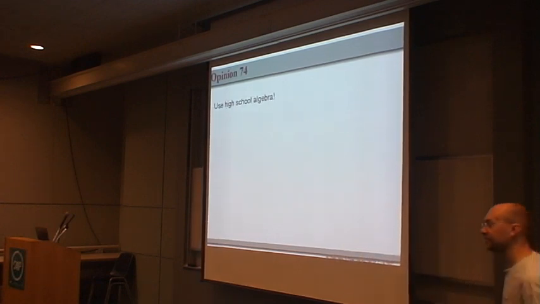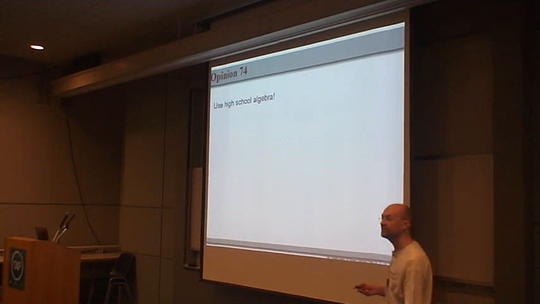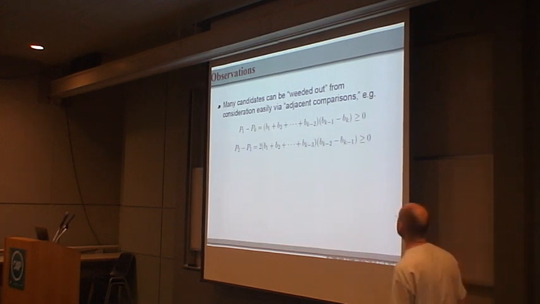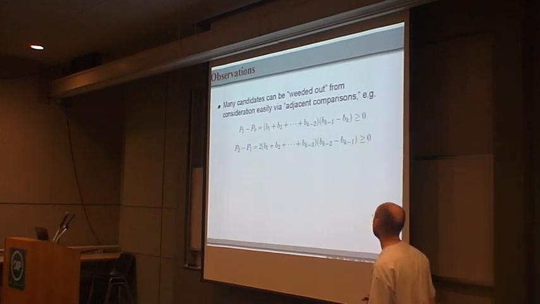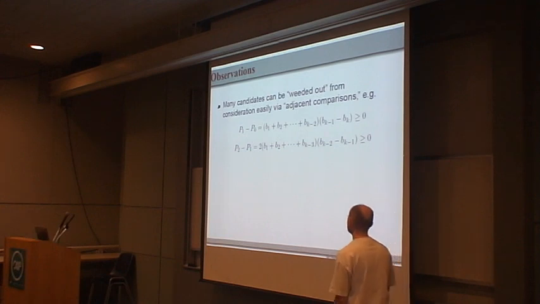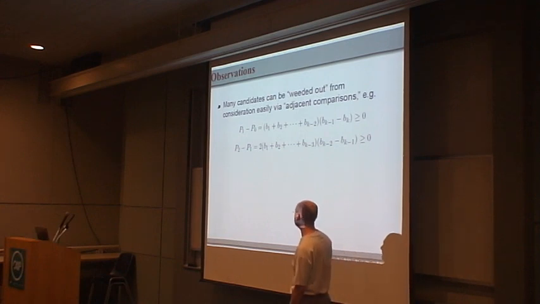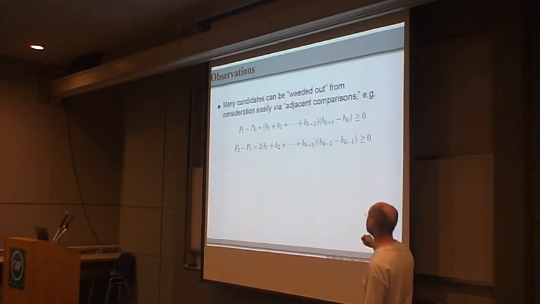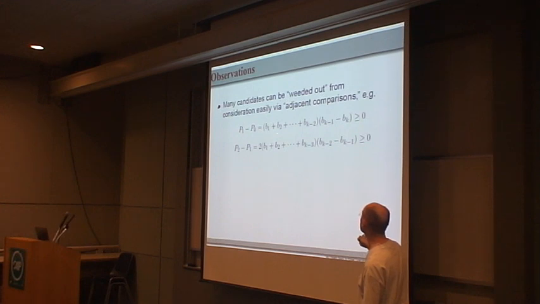We use high school algebra in accordance with opinion number 74, of course, with your favorite computer algebra system. So many candidates can be weeded out from these initial candidates just by looking at adjacent nodes at the bottom of the binary tree. So you can see that P1 always dominates P0. This is the far left, and this is 1 over from the far left.